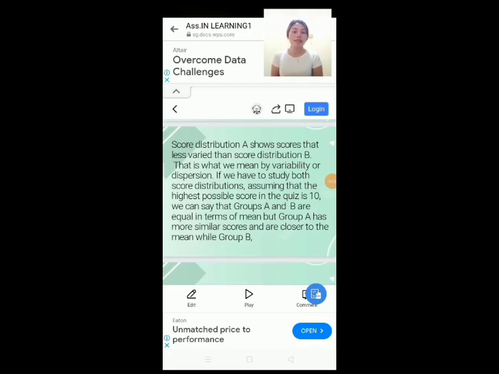If we study both score distributions, assuming that the highest possible score in the quiz is 10, we can say that groups A and B are equal in terms of mean, but group A has more similar scores that are closer to the mean, while group B.